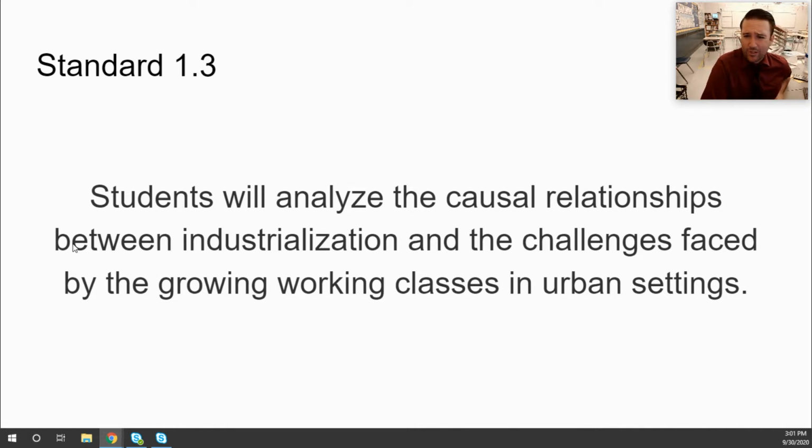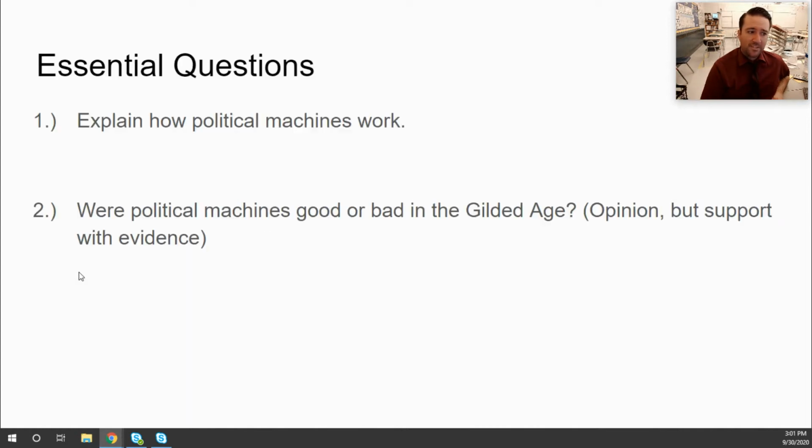So not that this is directly related to growing working class. It is to some extent. But what's going on in the urban cities and the urban setting during this time period and in relation to government. And so today our essential questions are: explain how political machines work. And the next one is, were political machines good or bad in the Gilded Age?